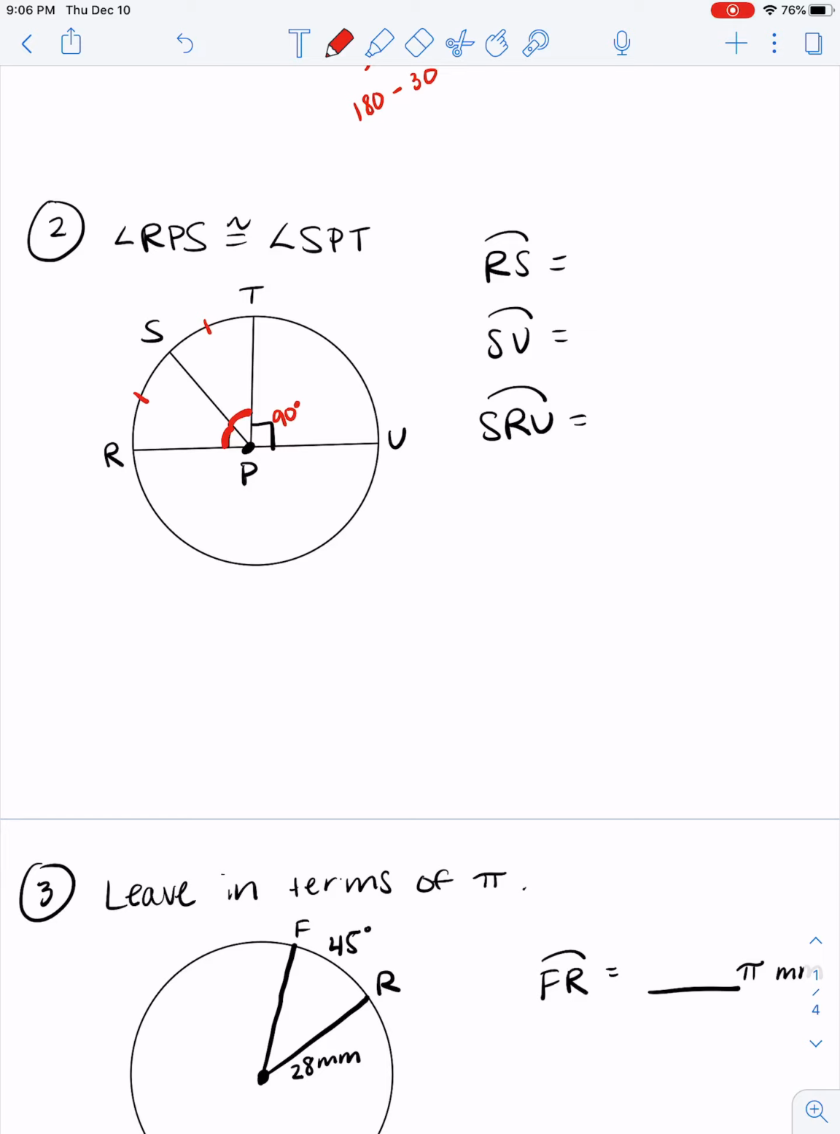So what I know so far is that since this angle is a 90-degree angle, then this arc is also 90 degrees. So the measure of that arc from T to U is 90 degrees, okay? Then again, this goes through the center of my circle, we call that a diameter. That means the top half above RU is 180 and the bottom half below RU is 180.